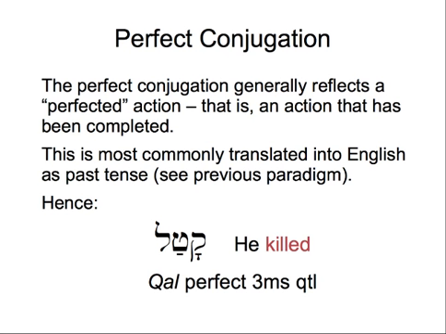So this katal is a Qal perfect third masculine singular from the root katal. That would be a full parsing of this verb here. And we would translate it, as you can see there, "he killed," in a simple English past tense.